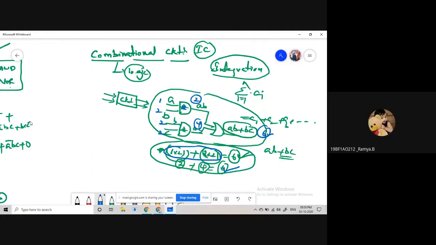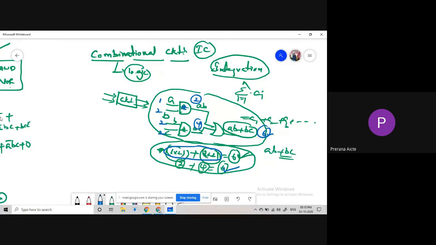Directly you get 6, sir. Yes, directly we get 6. That is nothing but the present output. 6 is the present output, which is shown in front of our eyes. The present output depends upon the present input. Then that type of circuit is called a combinational circuit.